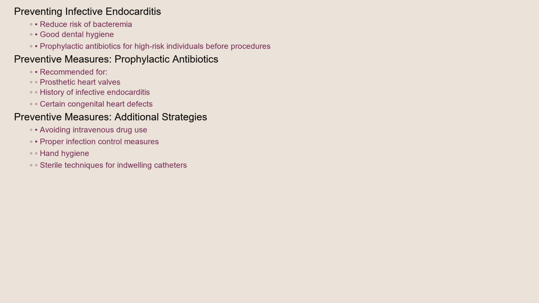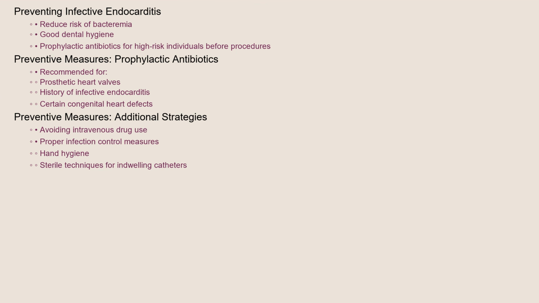Preventing infective endocarditis focuses on reducing the risk of bacteremia, or bacteria, entering the bloodstream. Good dental hygiene, including regular brushing and flossing, is crucial. Prophylactic antibiotics, meaning antibiotics given before a procedure, are recommended for certain high-risk individuals undergoing dental or other procedures that could introduce bacteria into the bloodstream. This includes patients with prosthetic heart valves, a history of infective endocarditis, or certain congenital heart defects.